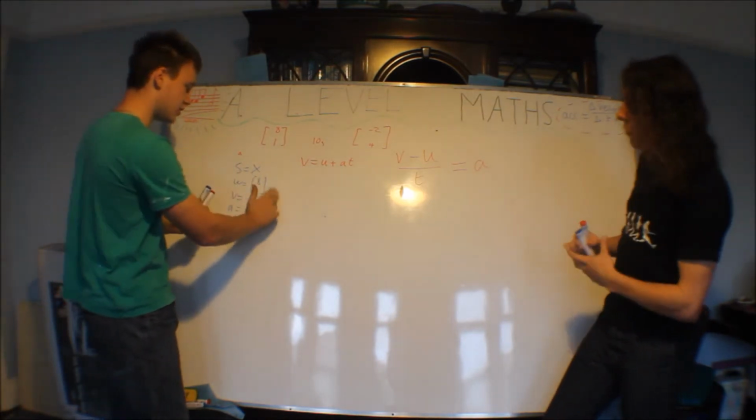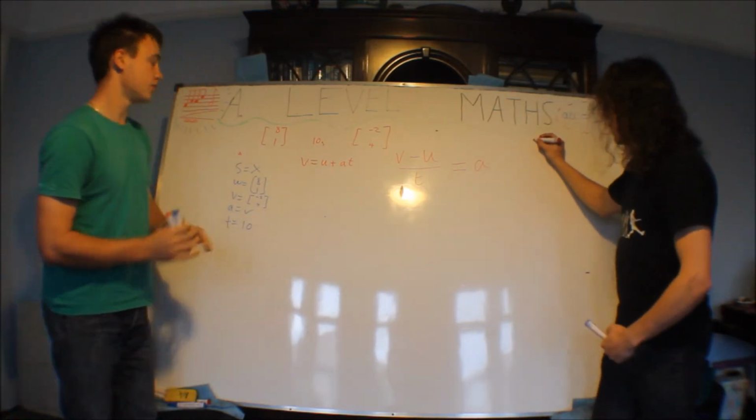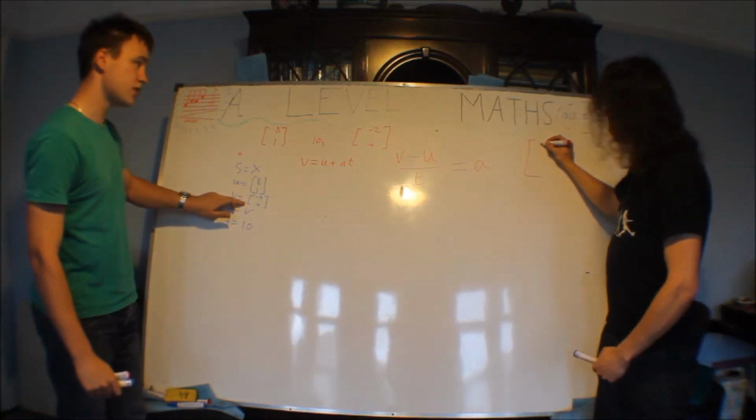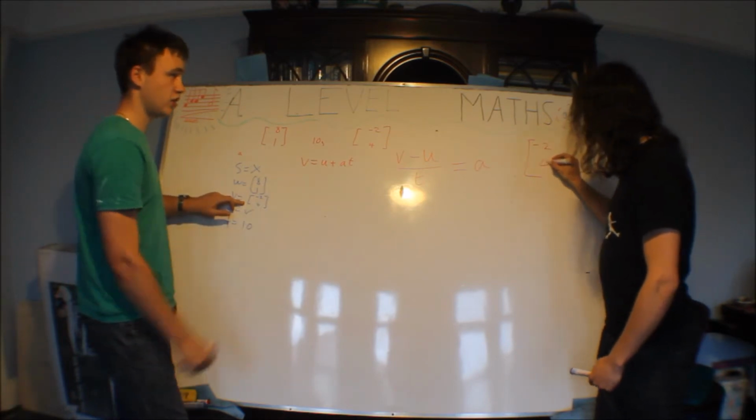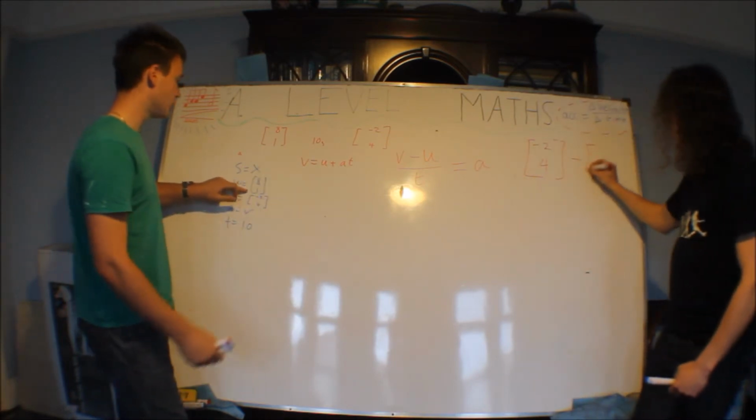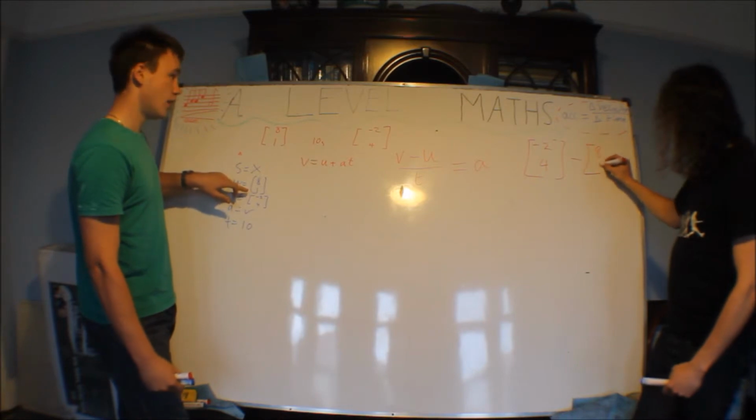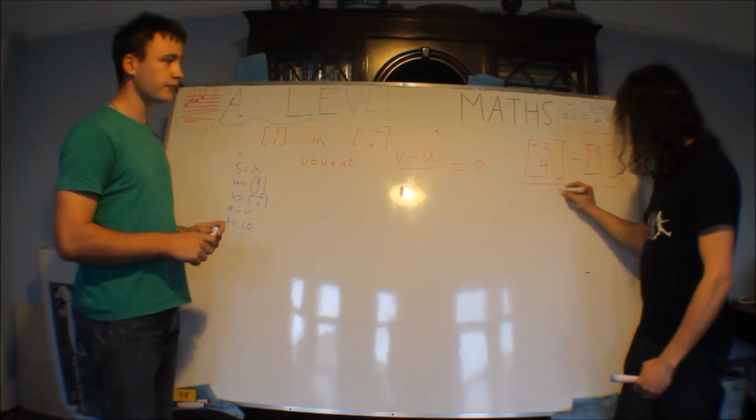We need to put those in terms of i and j. So v is this one, minus 2, 4. Be careful to get your v and your u the right way around. Minus your u, 8, 1. Over t, which is 10.